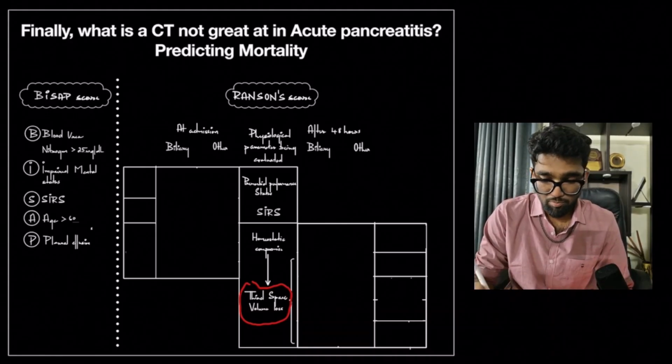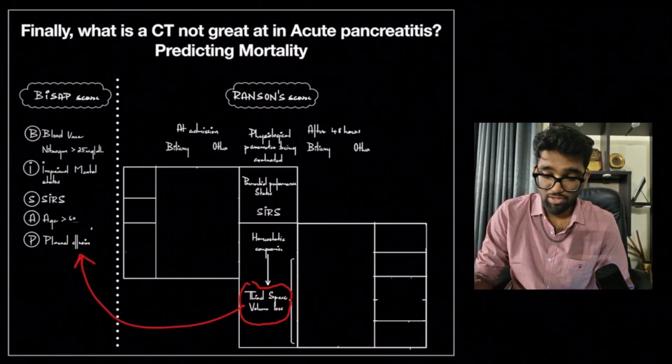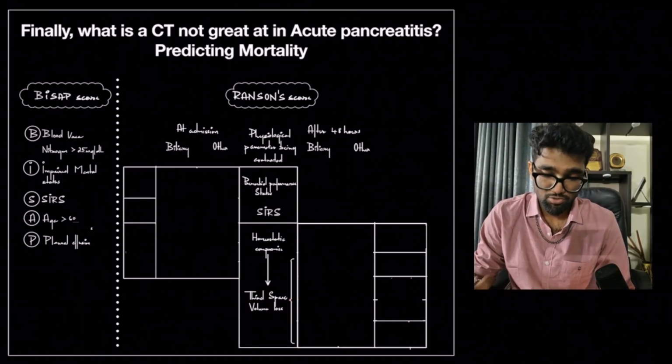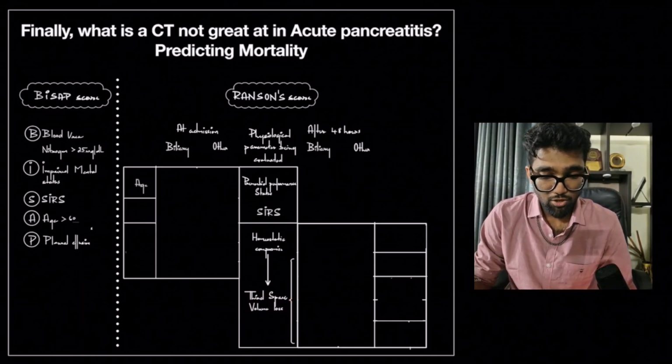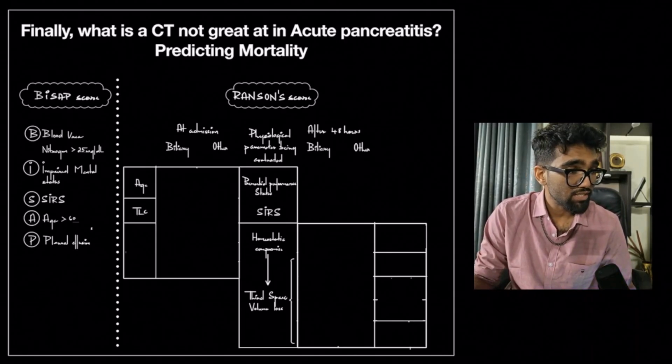Now, importantly, in the BISAP score, this only includes a pleural effusion, whereas in the Ranson score, this can include multiple different types of effusions. So we'll talk about that just now. Now, in the case of at admission, what we look at is age, we look at the TLC, and we look at the lab parameters.